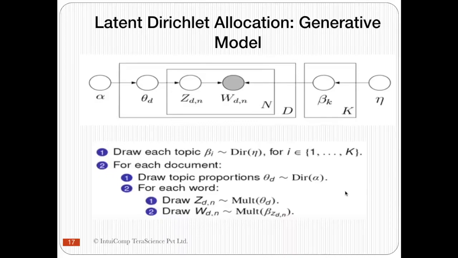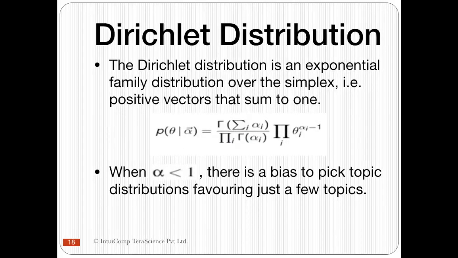Dirichlet of eta and Dirichlet of alpha give us the probability of choosing a particular probability distribution. But this probability distribution can be affected a huge amount by alpha's magnitude. When alpha is less than 1, there is a bias to pick topic distributions favoring just a few topics.